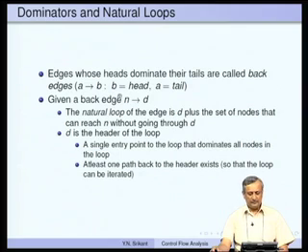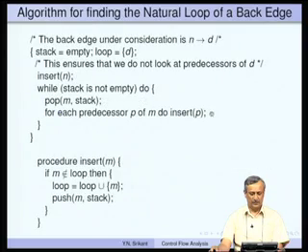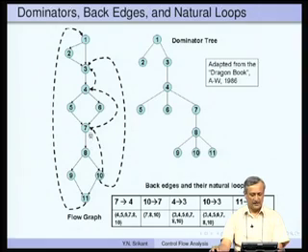Now that we have defined dominators, we are ready to define what exactly are called back edges and natural loops. Edges whose heads dominate their tails are called back edges. Let me show you a simple example. In this graph we know that 4 dominates 7, right. So there is an edge from 7 to 4. That is called a back edge.